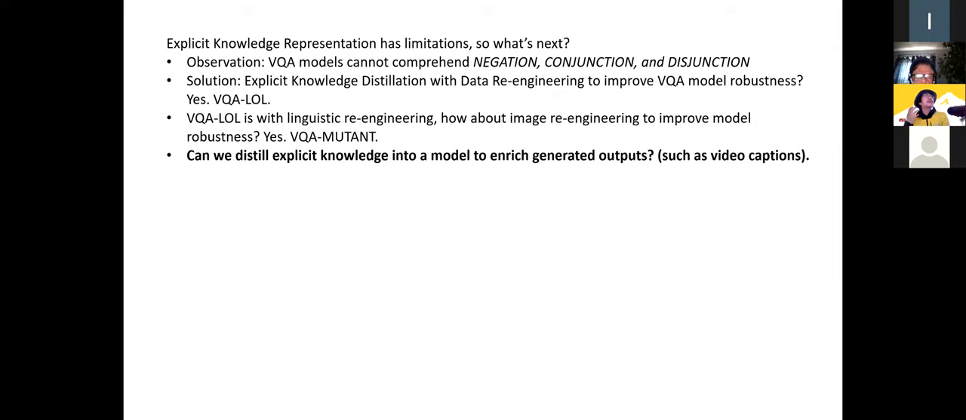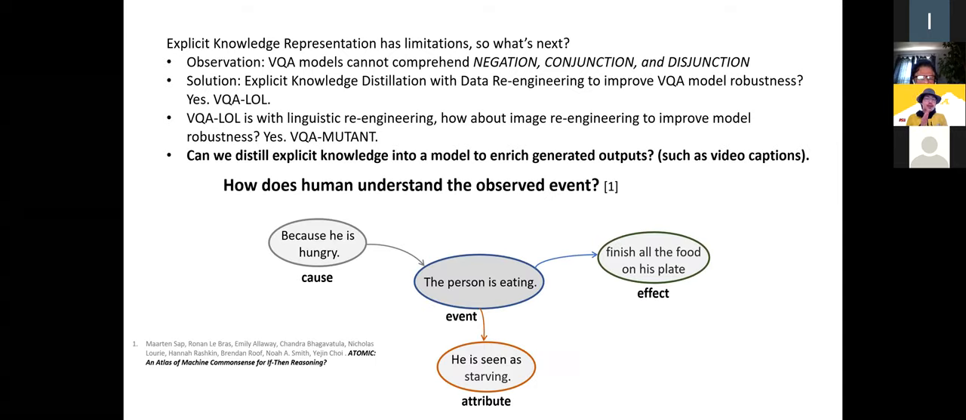So the idea is, can we distill this explicit knowledge into a model to enrich generated output, such as video captions? There is a new data set and a new corpus, because it's purely linguistic. It's a corpus by Allen AI called ATOMIC, Atlas of Machine Common Sense. In the definition of ATOMIC, an event is defined as a caption, such as the person is eating, and then there are human annotated cause, effect, and attributes. The cause is because he is hungry. The effect is he wants to finish all the food on his plate. And the attribute is he is seen as starving.